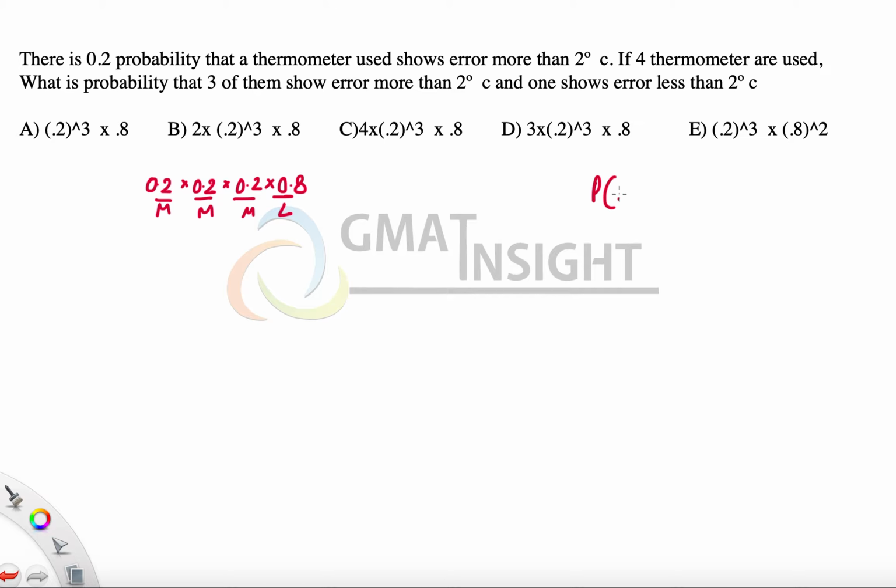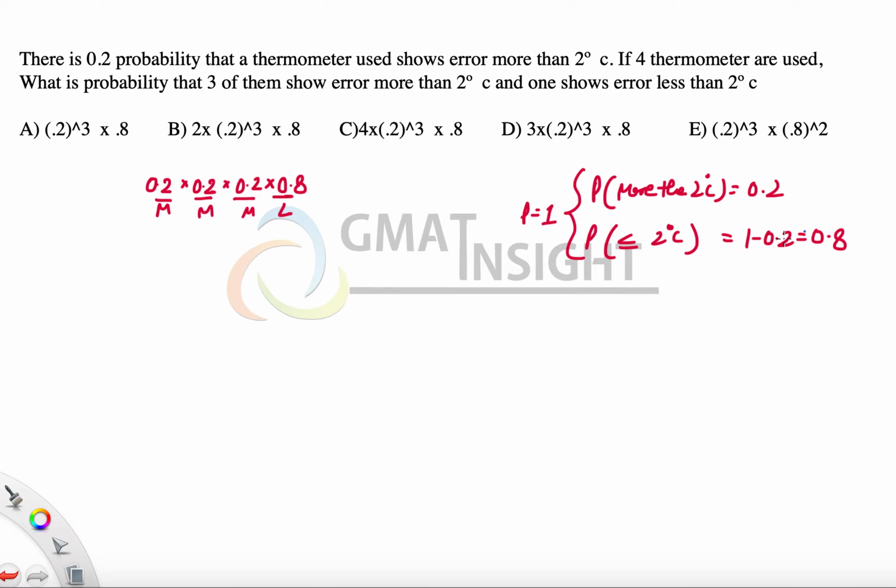Because if the probability of more than 2 degrees Celsius is equal to 0.2, then the probability of less than or equal to 2 degrees Celsius will be 1 minus 0.2, that is 0.8, because the probability of these two cases should add up to 1. Now, this looks like the answer. However, let me tell you that this is not the correct answer.